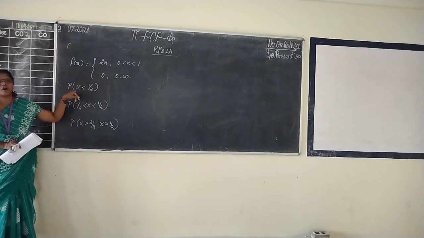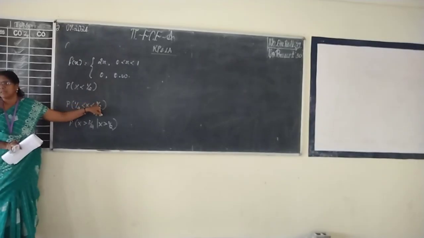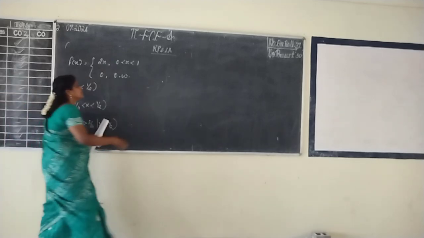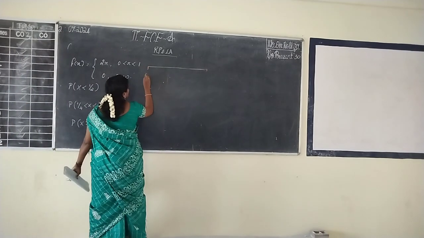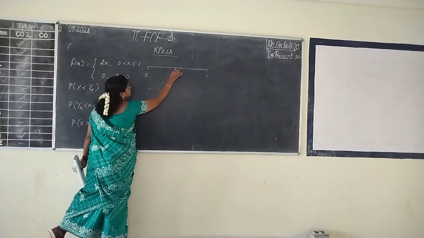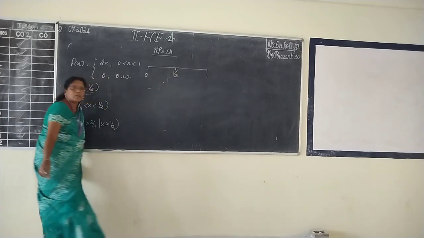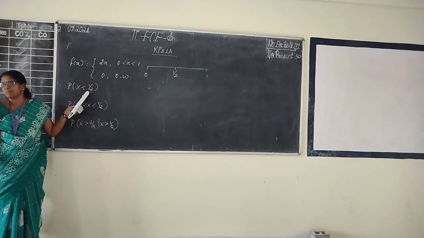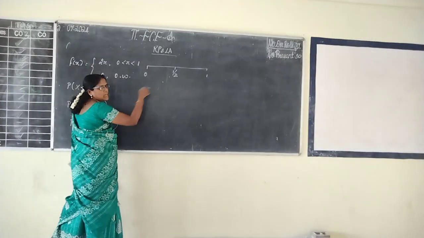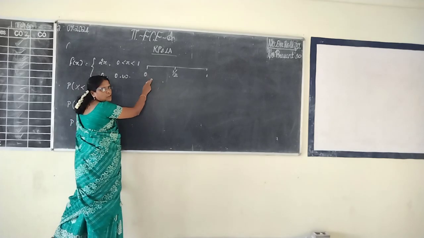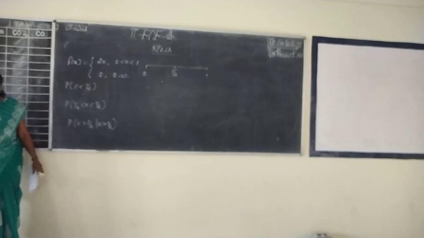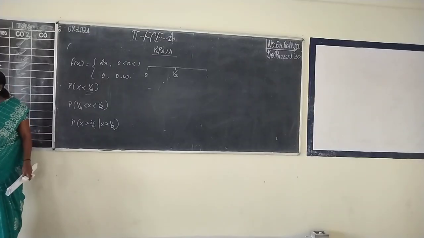Let's find probability of x less than 1 by 2. Less than 1 by 2 means what is the starting value and what is the end value? Overall value is 0 to 1. What is the value given here? 1 by 2. 1 by 2 will be somewhere in between. So what you have to find is x less than 1 by 2. All the values below 1 by 2. So the start value and end value? 0 to 1 by 2. Okay, because in integration the end points are not considered much. If you write it as 0 to 1 by 2, it is not going to affect our solution.